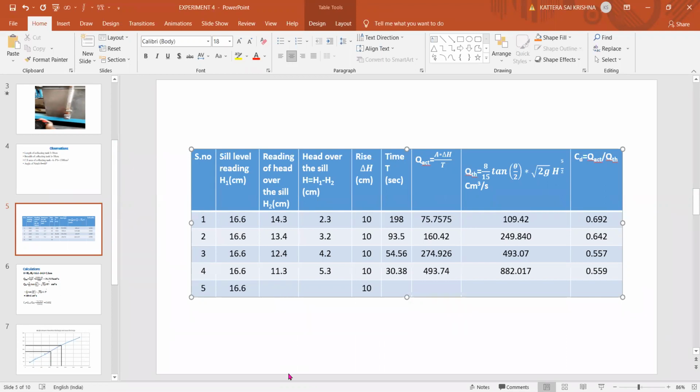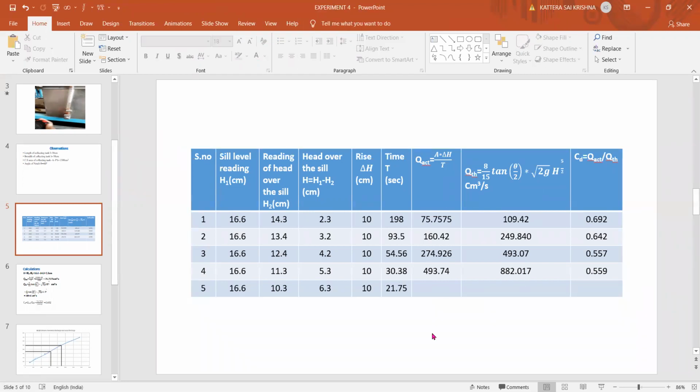So now the value is 10.3, so the H difference becomes 6.3. The time taken for the 10 centimeters rise in the collecting tank is 21.75 seconds. So now calculate the Q actual value: 1500 into 10 divided by 21.75. 689.65, sir. 689.65. Good. Next, Q theoretical.